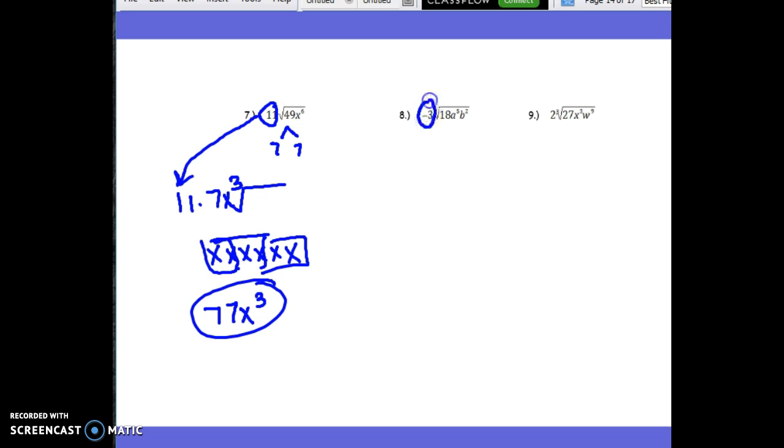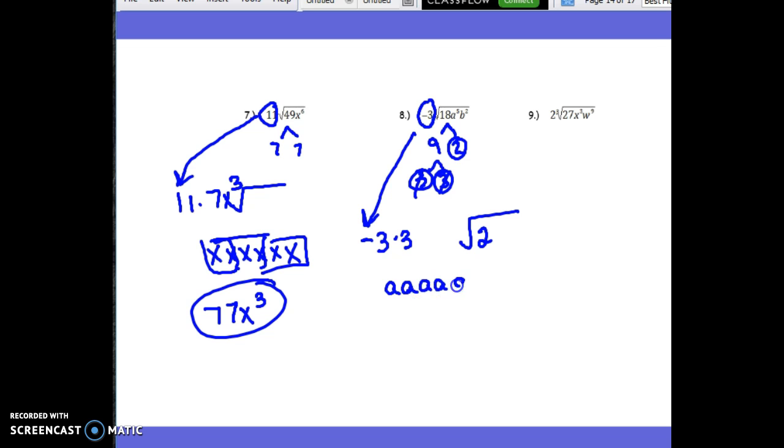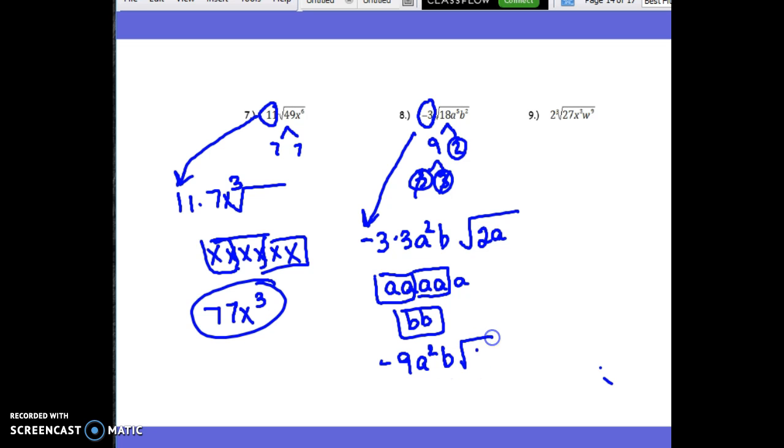On the outside we have a negative 3, so multiply that. Here we have 9 times 2, and then 3 times 3. If we're looking for our doubles, we've got 1 pair of 3's on the outside of the radical. On the inside, we then have a leftover 2. Then a to the 5th, 1, 2, 3, 4, 5. We're looking for our groups of 2. So a would be squared with the leftover a. And for b's, we've got 2 b's, so we just have one group of b. When we multiply out, we end up with negative 9a squared b radical 2a.